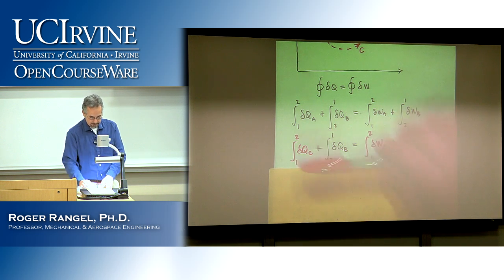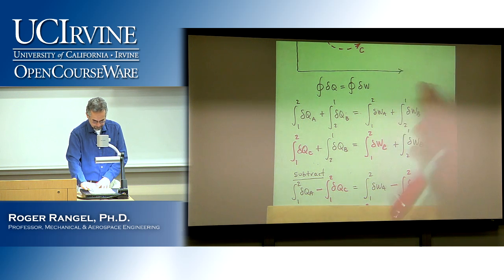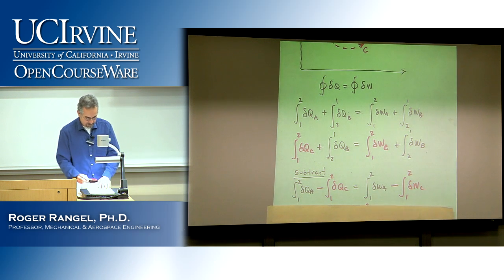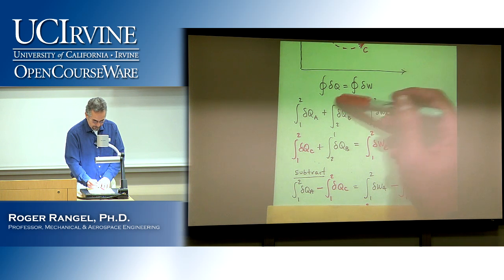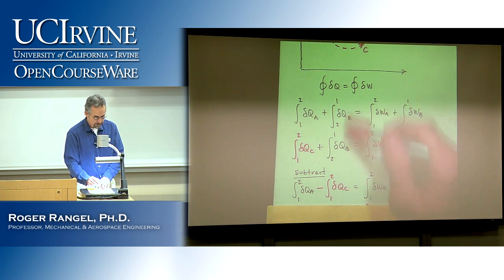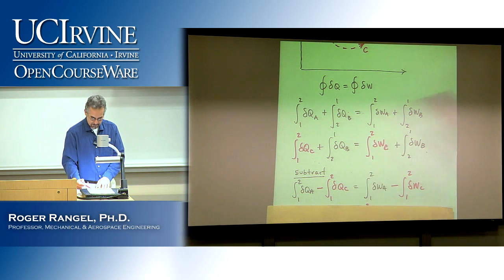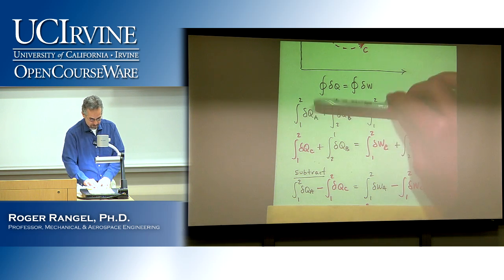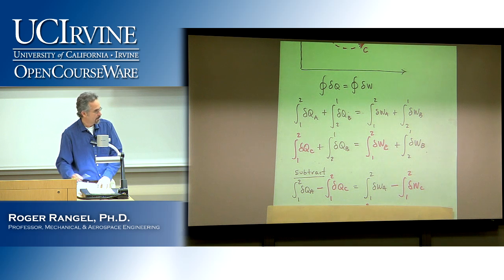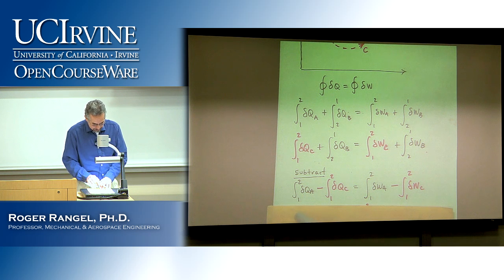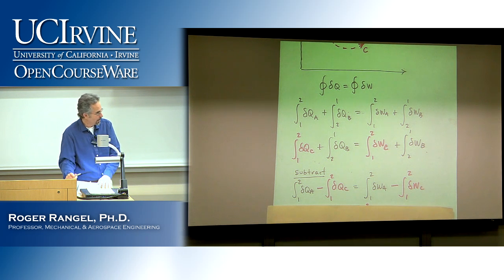So if I just subtract this, the integral on the B path is the same, so it will cancel. And the same for the work on the B path. So the B path disappears if I subtract. Just subtract those 2 equations. You got 8 terms, but 4 of them cancel out, so you end up with 4 terms. And they're right there. So now I have the integral from 1 to 2 of dq on path A minus the integral from 1 to 2 of dq on path C equals those 2 integrals for the work.